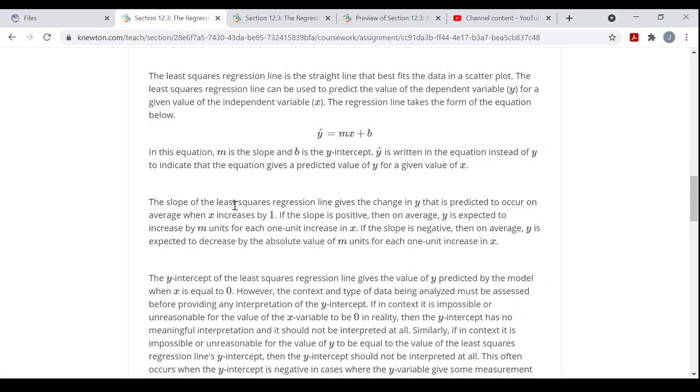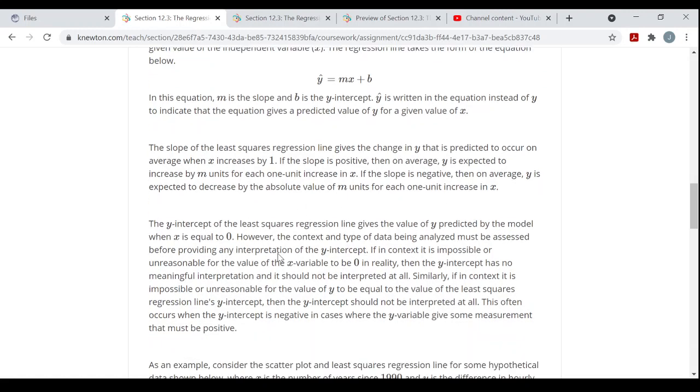So the slope of the least squares regression line gives the change in y that is predicted to occur on average when x increases by 1, just like any slope. If the slope is positive, then on average, y is expected to increase by m units for each 1 unit increase in x. If the slope is negative, then on average, y is expected to decrease by the absolute value of m units. Make it positive and then go down for each 1 unit increase in x.